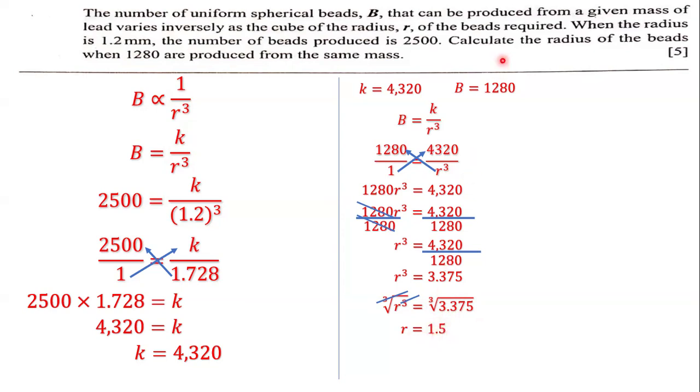What does that mean? That means that the radius of the beads, when 1,280 beads are produced from the same mass, is going to be 1.5 millimeters. And that's the answer to this particular question.